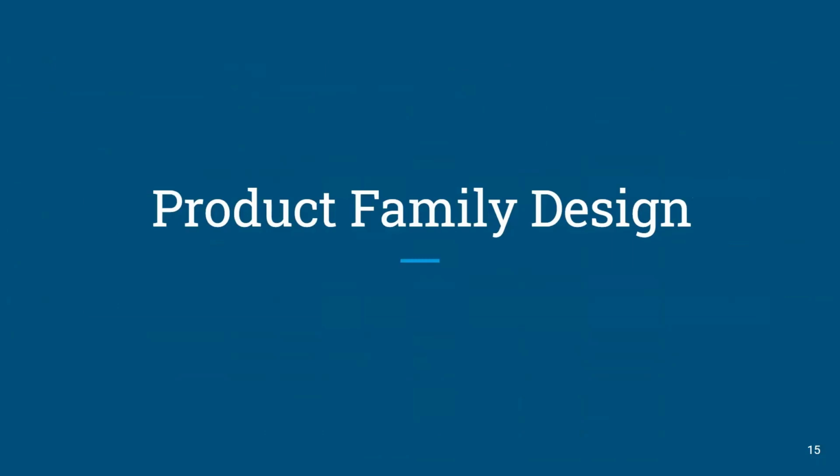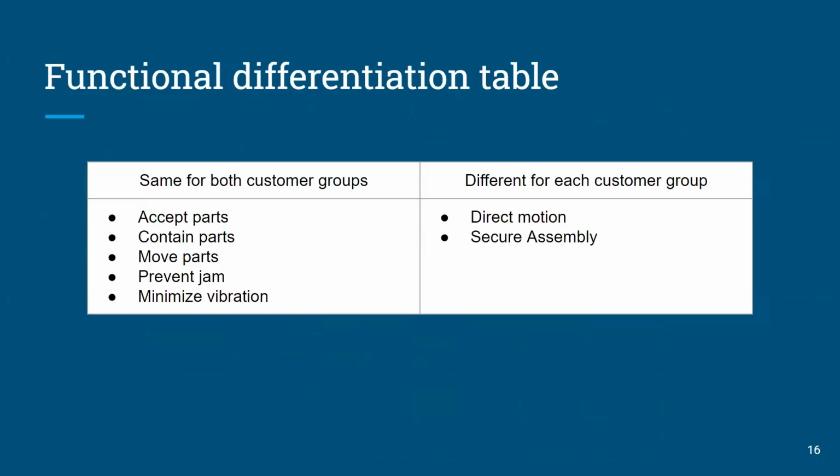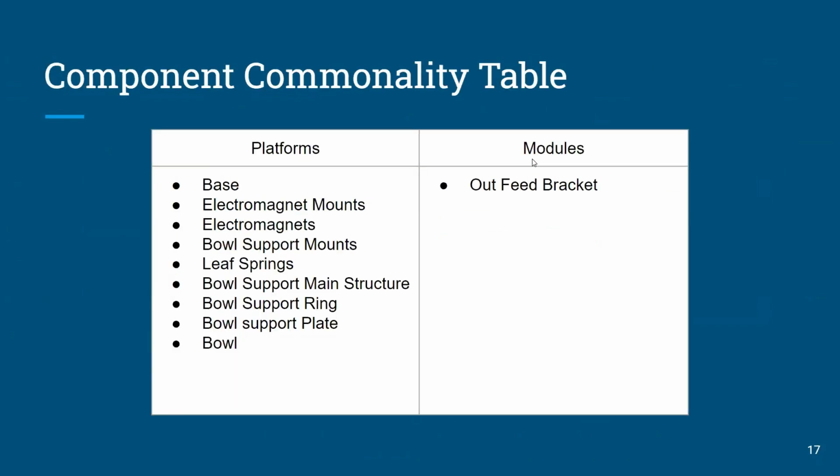This is the product family design. The two functives that are different for each of our primary and secondary customer groups are the direct motion and secure assembly functives. Everything else is the same between them. So if we look at the component commonality table, the part that becomes the modular part is the outfeed bracket, and the rest of them are the same between the two customer groups and so are part of the platform.